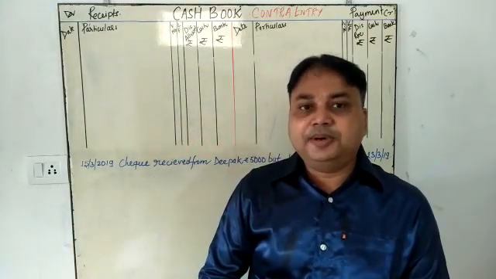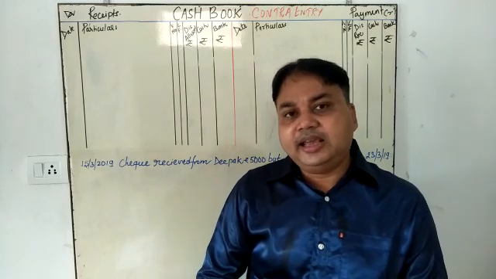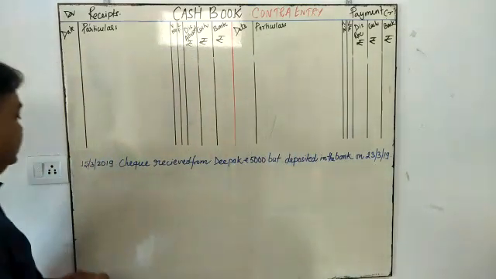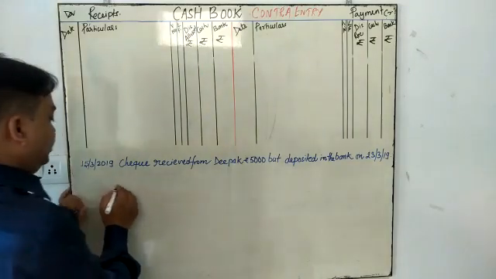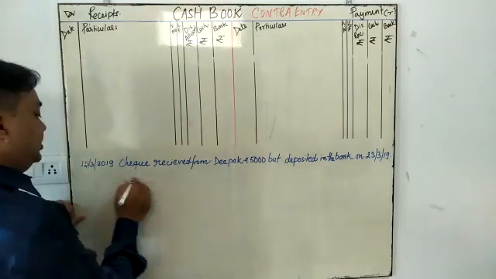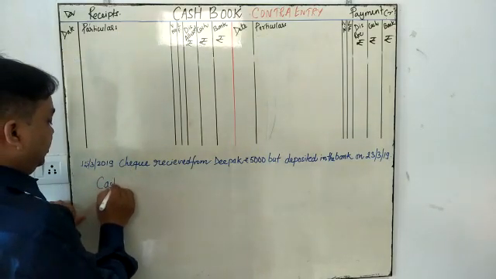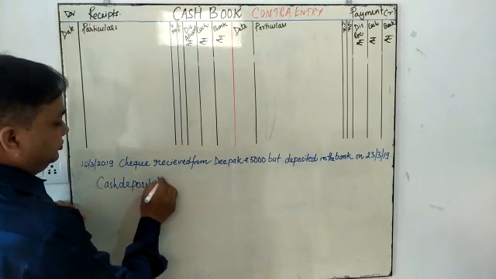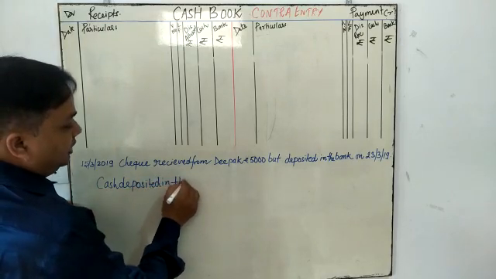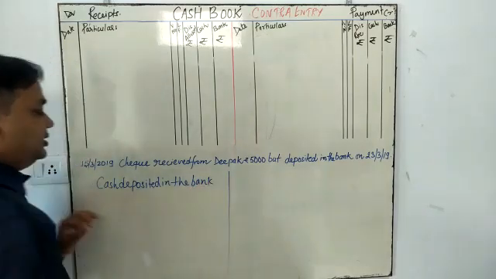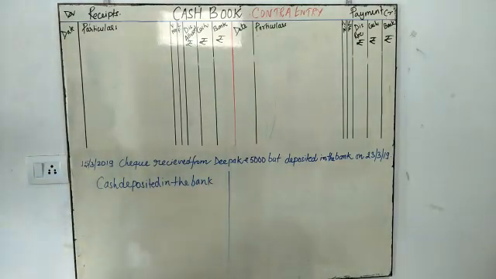The first example I am going to give you is cash deposited into bank. I am going to write here: cash deposited into bank. So what is the journal entry, my dear student? What is the journal entry? Cash deposited in the bank.